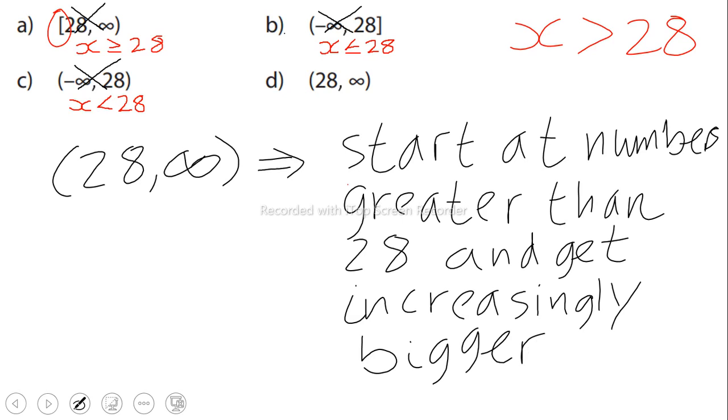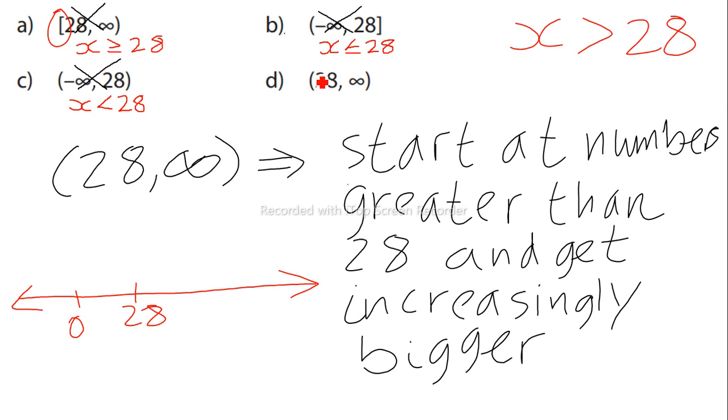And so if we were to graph this on a number line, we would have 28. So let's have 0 here. We have 28 here. And we do not include 28. So that means that we are going to use an open bracket. We do not include 28, but we get increasingly large all the way to positive infinity. And so this is how you have it. So we start at numbers greater than 28 and we get increasingly bigger.